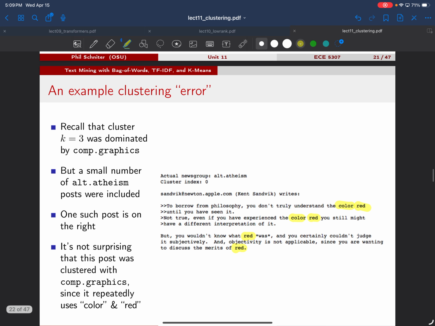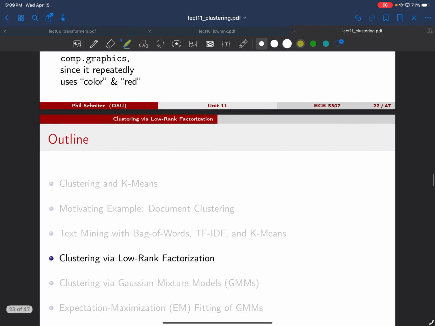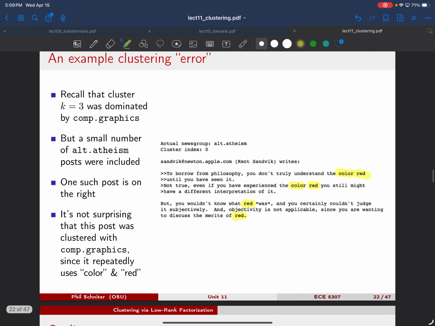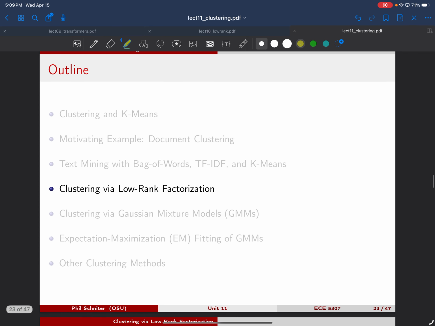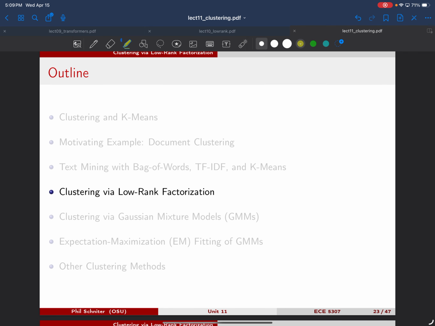Any questions? Okay, sorry, I've gone over time. We're almost done. Next time we'll look at applying low-rank factorization to this, and then later we'll talk about a completely different method, Gaussian mixture models. I will see you guys on Friday.